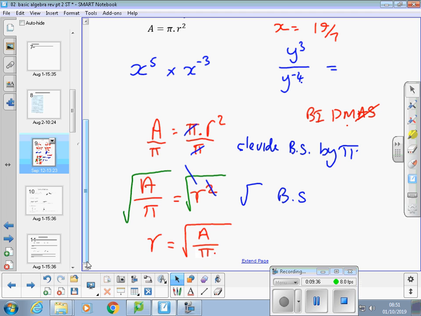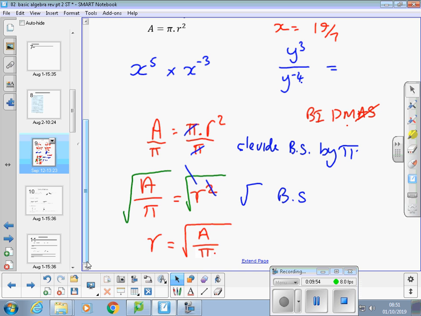As you ought to know, the original formula, A is equal to pi R squared, is the formula for the area of the circle. If you know the area and want to find the radius, you need to be able to rearrange to that. Alright.